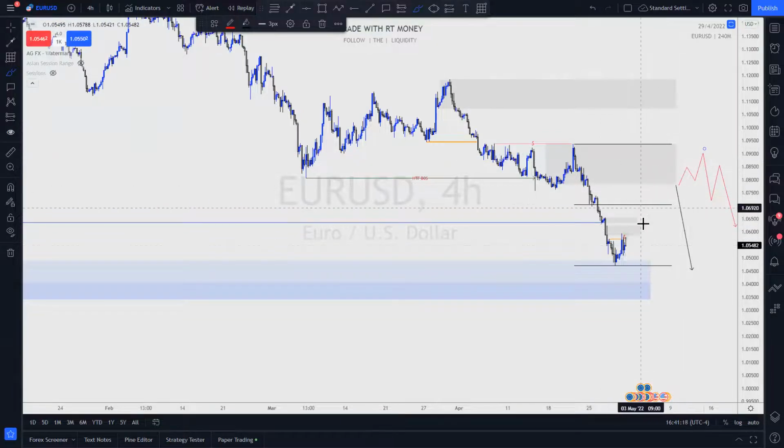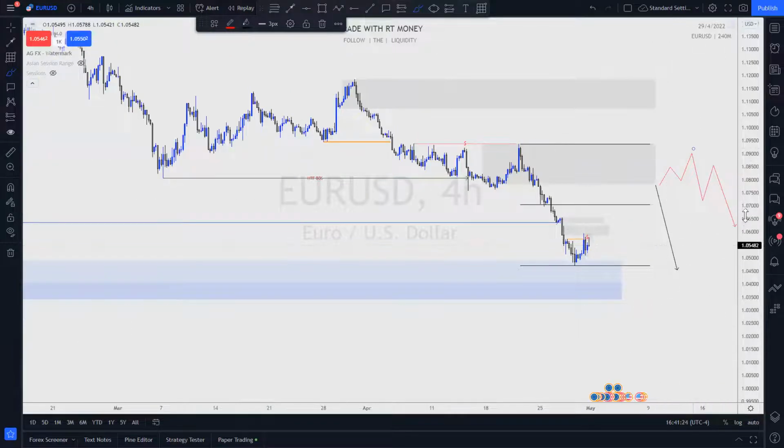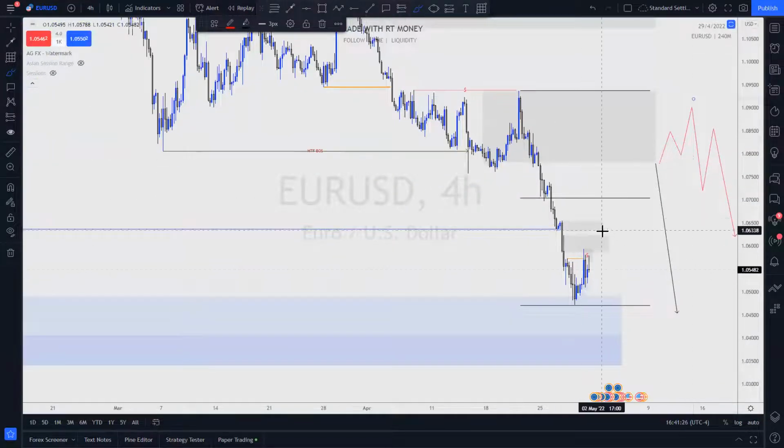So I'm going to be looking here on the lower time frames. Now I'm going to be looking for my setup, and I suggest you do the same. If you want to take longs, you can. That's very aggressive. That's very assumptive, to think that price is just going to keep going up from here.